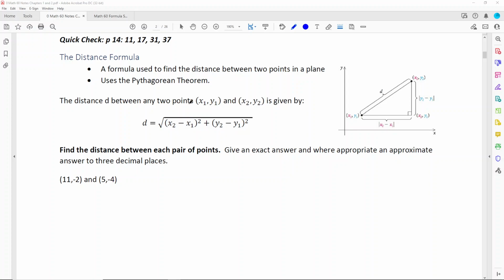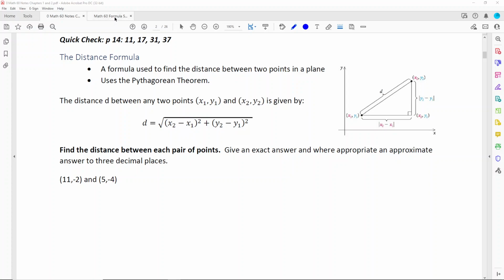Moving on to video number 2. This video is about using formulas to interpret data. And so the first thing we're going to be able to do is find the distance between any 2 points in a given plane. This distance formula is given to you on your formula sheet.